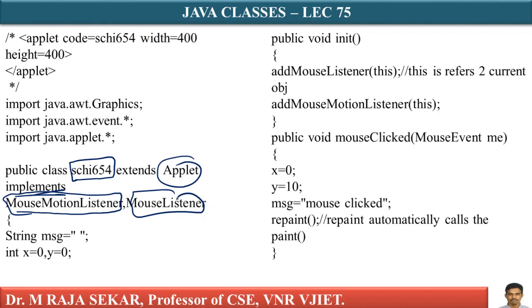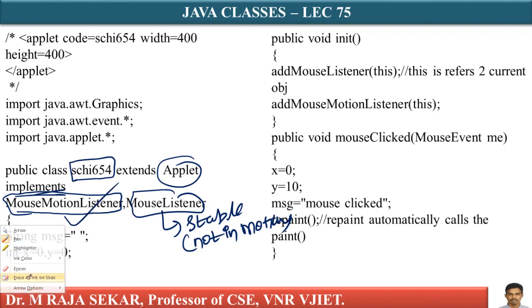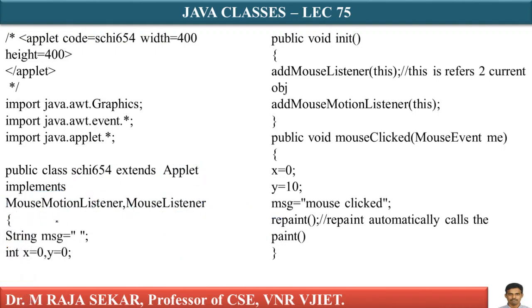We already differentiated mouse listener and mouse motion listener. Mouse listener is used to handle the events when the mouse is not in motion, it can capture those events. But mouse motion listener also we will use. If it is in motion, this mouse motion listener is useful. That name itself says mouse motion. If your mouse is moving, this particular interface can capture the events.